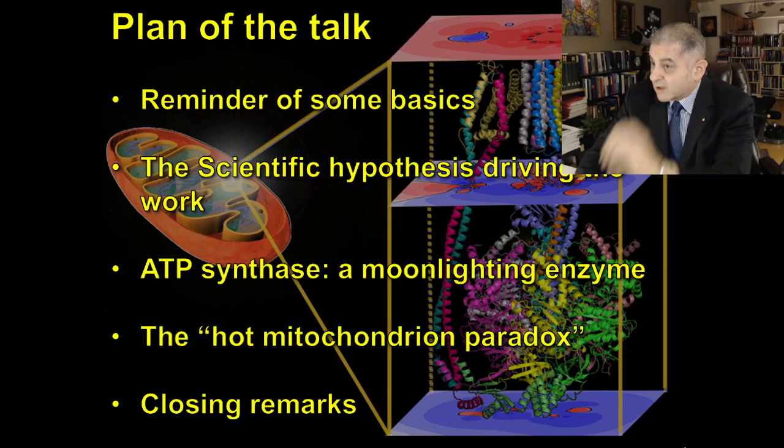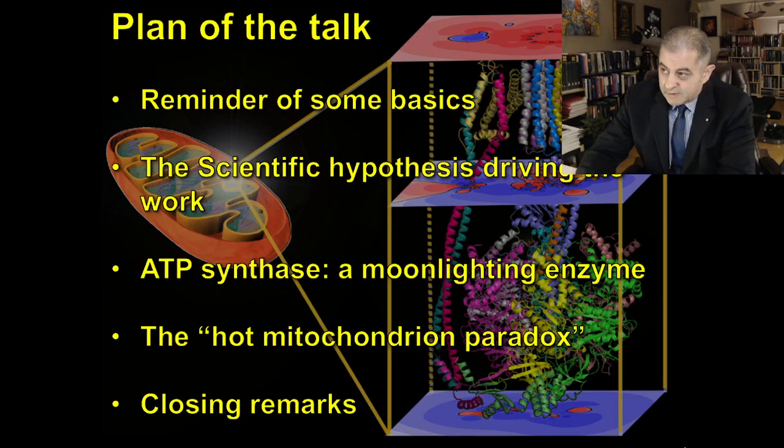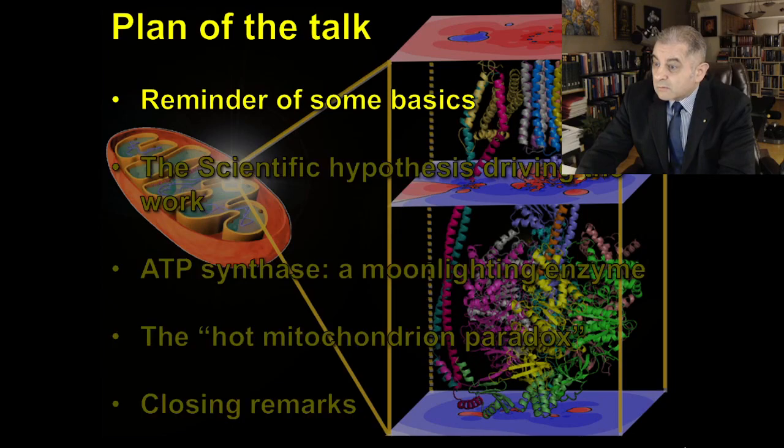So here is the plan of my talk. I will start by reminding the audience of some very basics behind this work. Then we'll describe the scientific hypothesis that drives the research, and then we'll talk about the results. And I cannot give a talk like this without touching upon the contentious issue of the hot mitochondrion paradox in a few slides, if time allows. And then we'll close with a few general remarks.